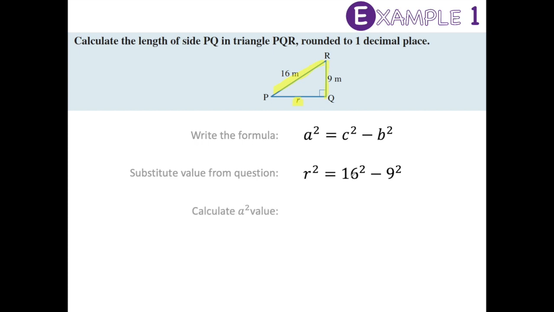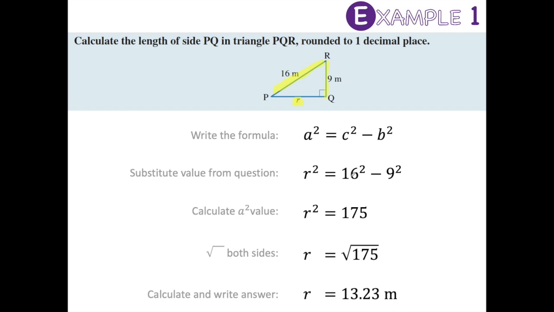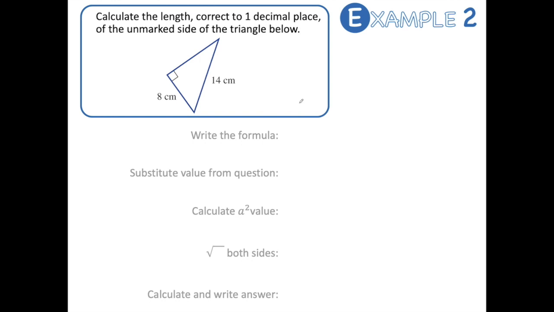So calculate my R squared value. R squared is going to equal 175. I'm going to square root both sides. So R is going to equal the square root of 175, which equals 13.23 meters. So my non-hypotenuse side is equal to 13.23 meters. So let's have a look at a second example.